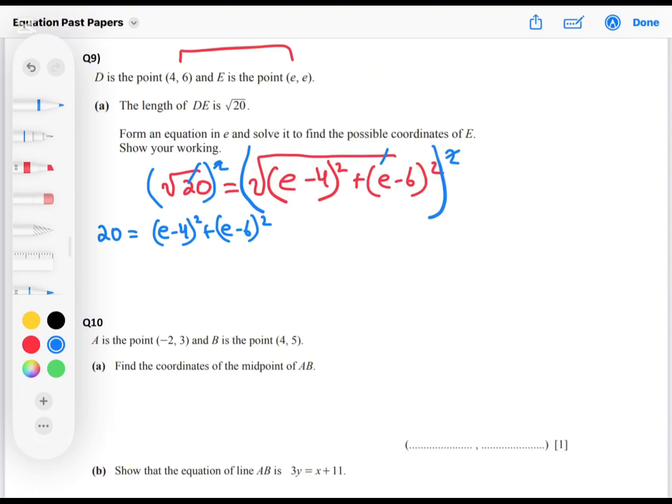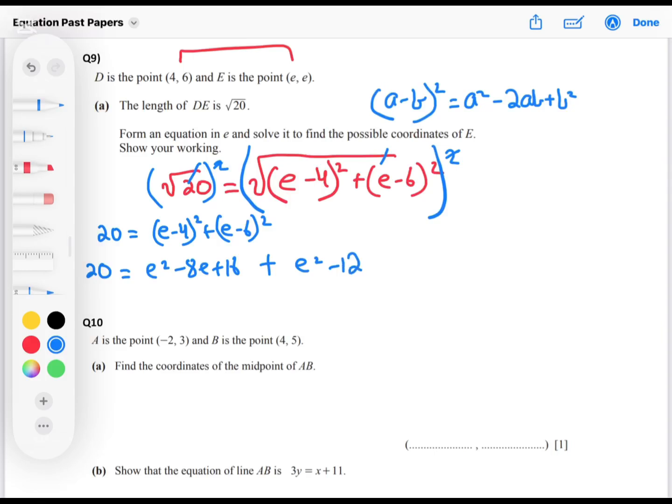What formula can we use? The (a minus b) whole square formula, that is a square minus 2ab plus b square. I hope you all know this formula. So the brackets will open. Now it will become e square minus 8e plus 16, plus, applying the same to the other, e square minus 12e plus 36 equals 20. Now we need to simplify this and make one equation.